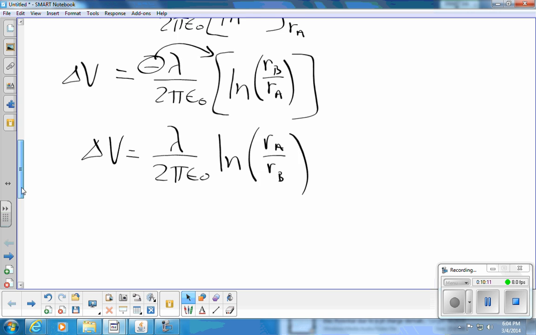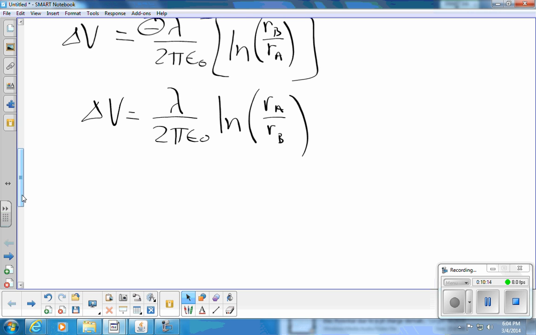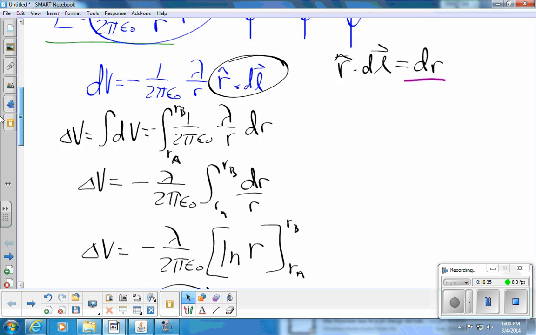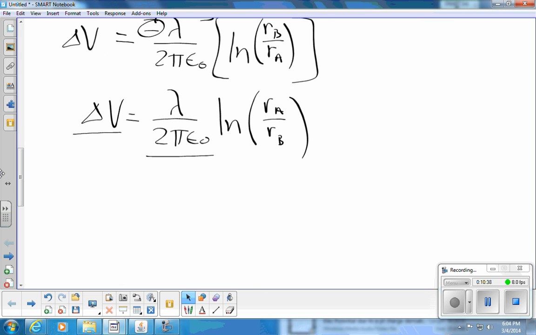So if I go down here and investigate, does this make sense? My change in potential, delta V, going from A to B should be a decrease, a lower potential. So this should be negative. Lambda over 2 pi epsilon naught is all positive, and then natural log of rA over rB is a negative value. rA is a little number, rB is a big number. So the natural log of little over big means it's the natural log of a decimal, and that means it's going to be negative. And that makes me happy. Delta V should be negative because I'm going to a point of lower potential.